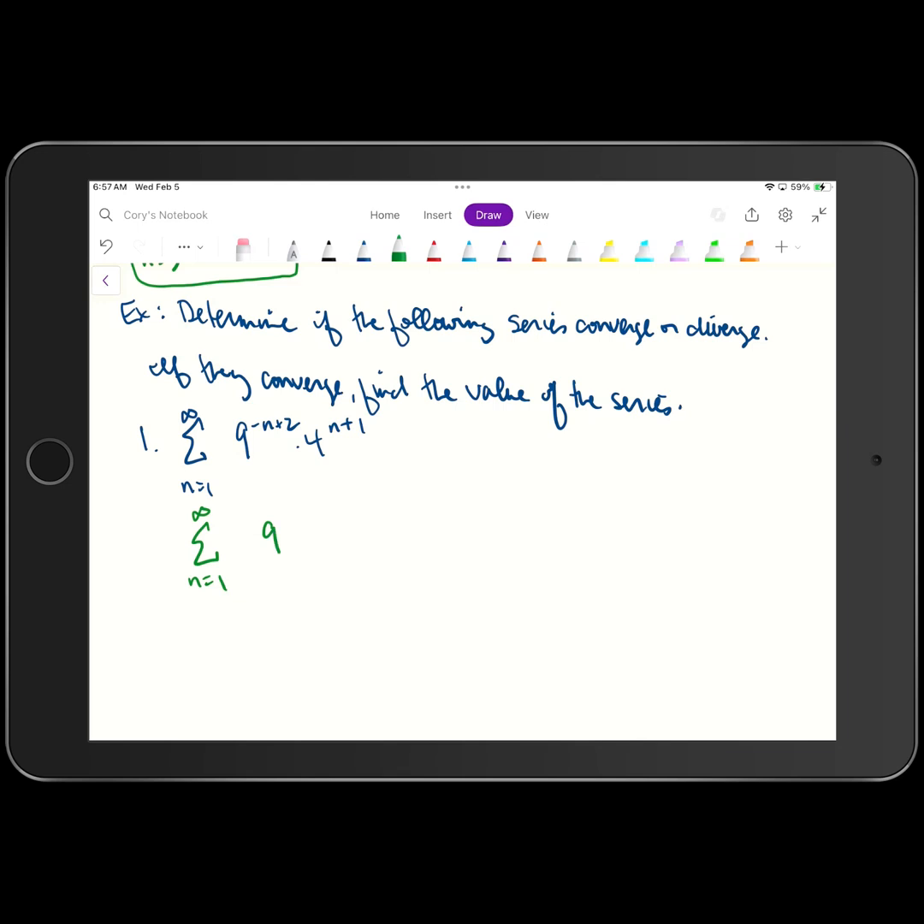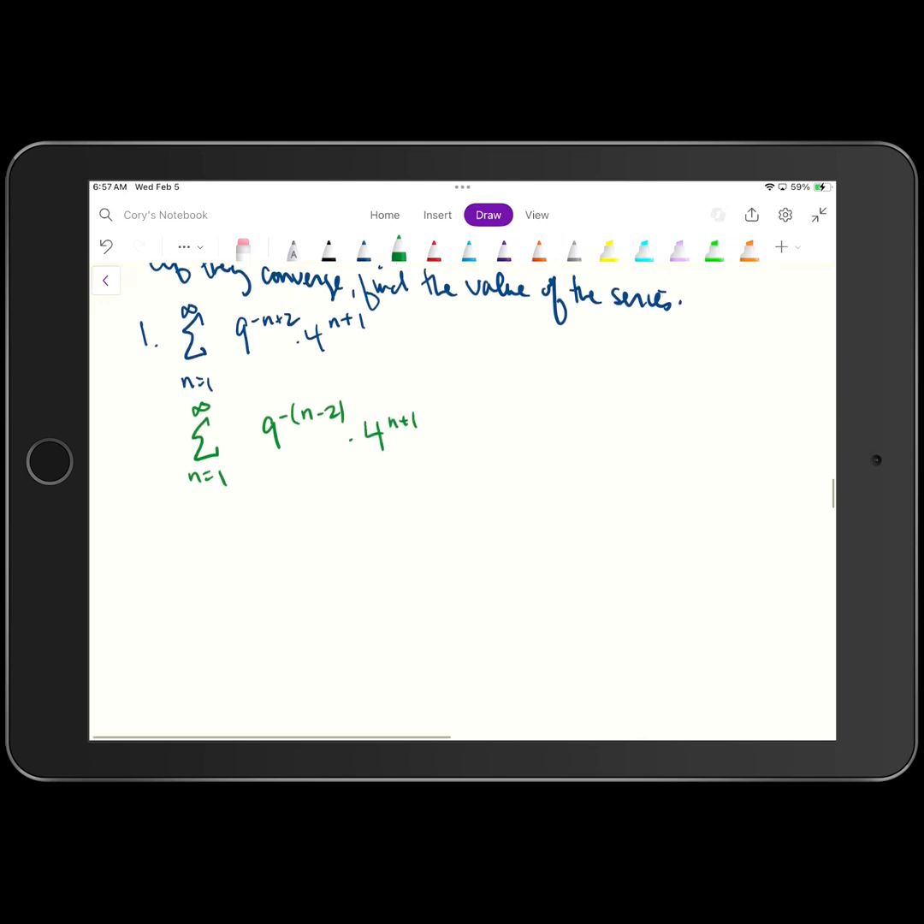So I'm going to use a little bit of algebra here to rewrite this. So I'm going to rewrite 9 raised to the negative n plus 2 power as 9 raised to the negative, the quantity, n minus 2 power, which we are multiplying by 4 raised to the n plus 1 power. Okay, if I rewrite things in that way, we get the sum from 1 to infinity. I'm going to rewrite that product as a quotient. So that's equivalent to 4 raised to the n plus 1 power over 9 raised to the n minus 2 power.